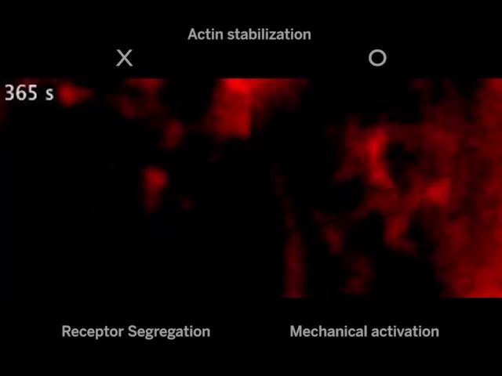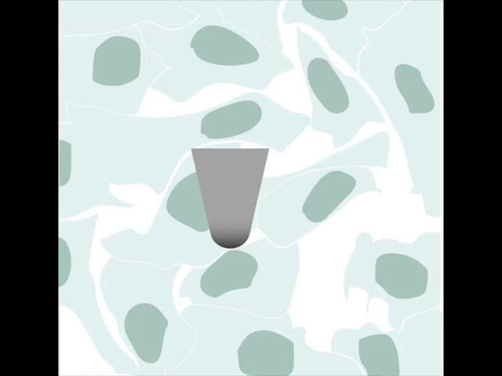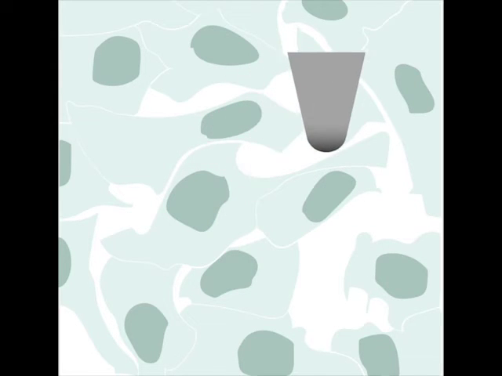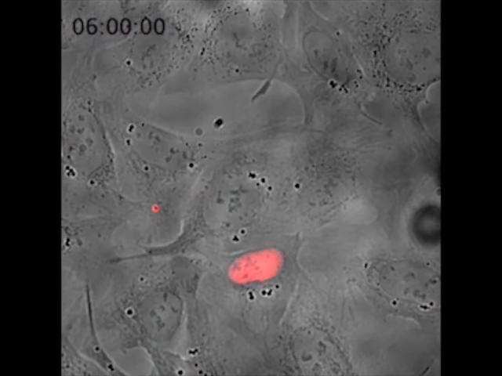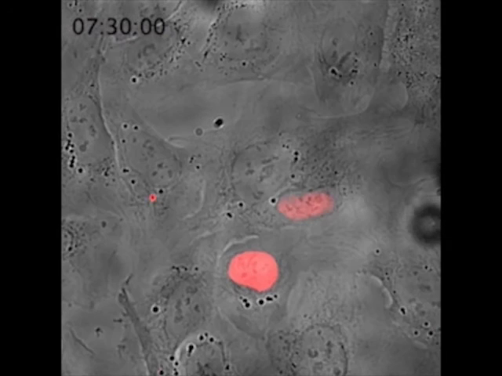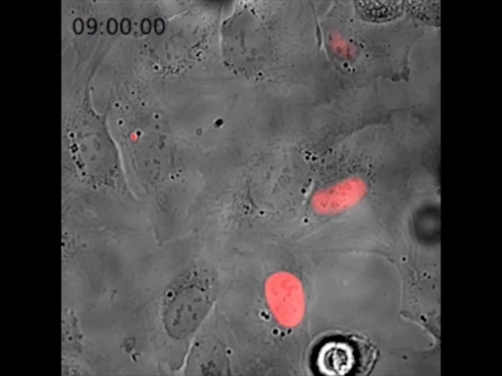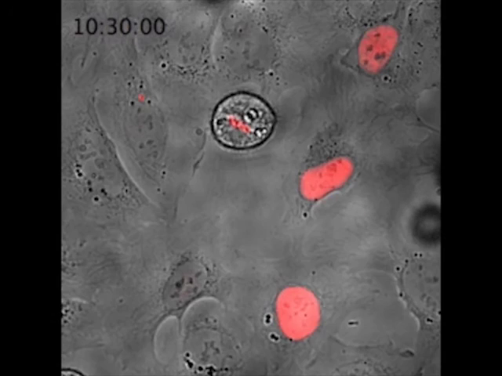Another exciting application of this technique is single-cell control of gene transcription. Using genetic engineering, any gene can be controlled through the application of force. Here we have specifically activated gene transcription in one cell in a field of cells. Activation can also be temporally controlled so that each cell turns on sequentially.